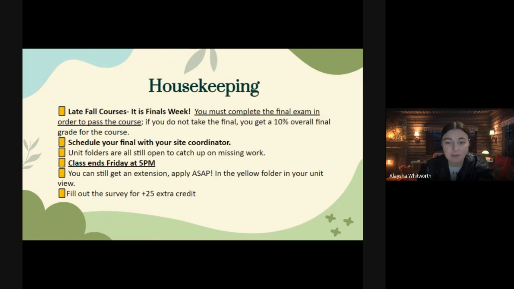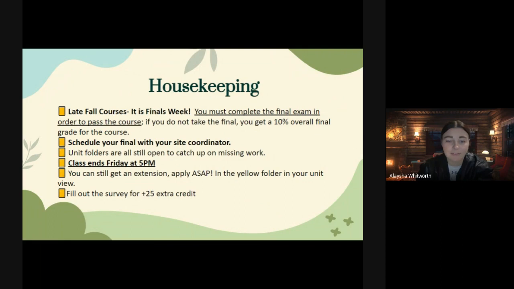You want to schedule it with your site coordinator if it's proctored. If you're unsure, then check your folder to see which one, or you can ask me and I'll let you know. Unit folders, all of them, all 8 are still open, and hopefully you can catch up on some missing work if you have any.